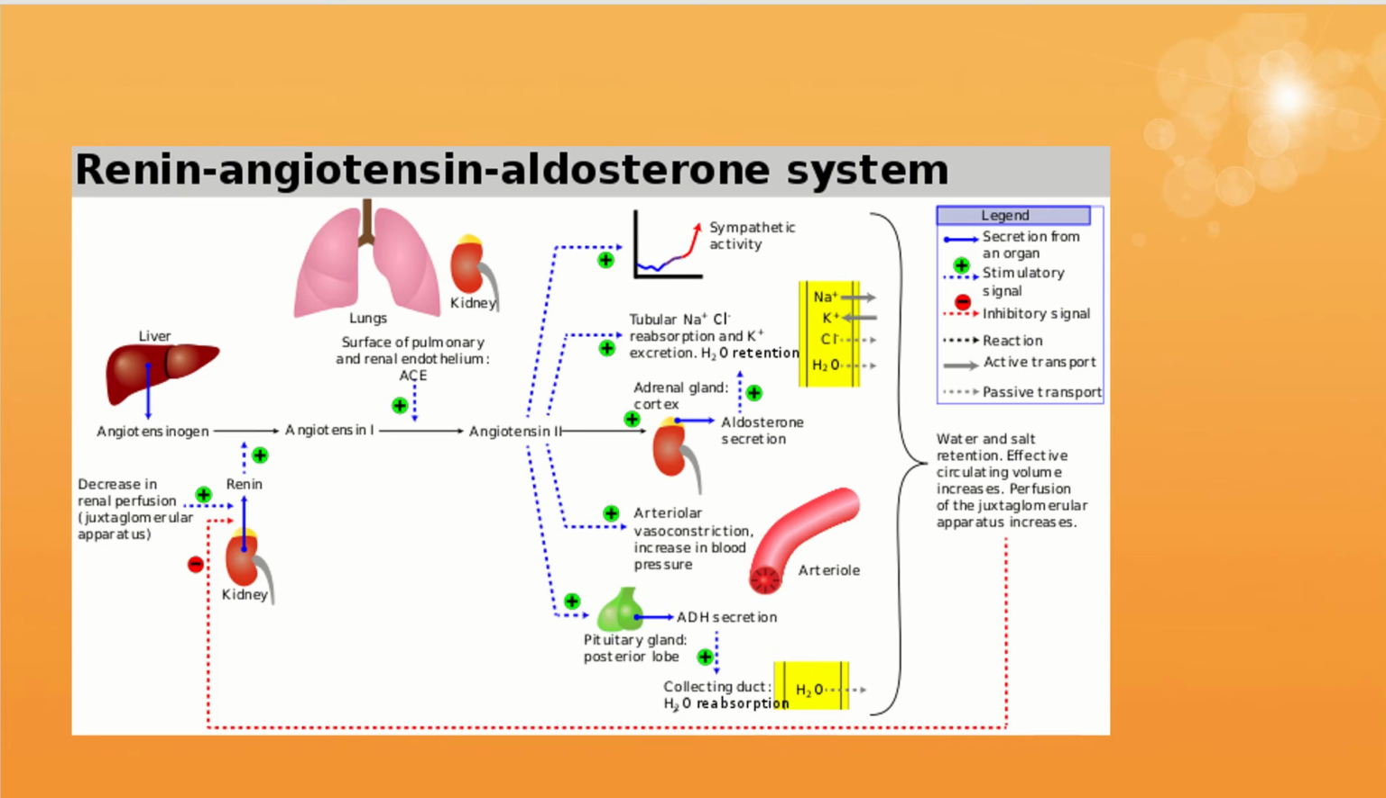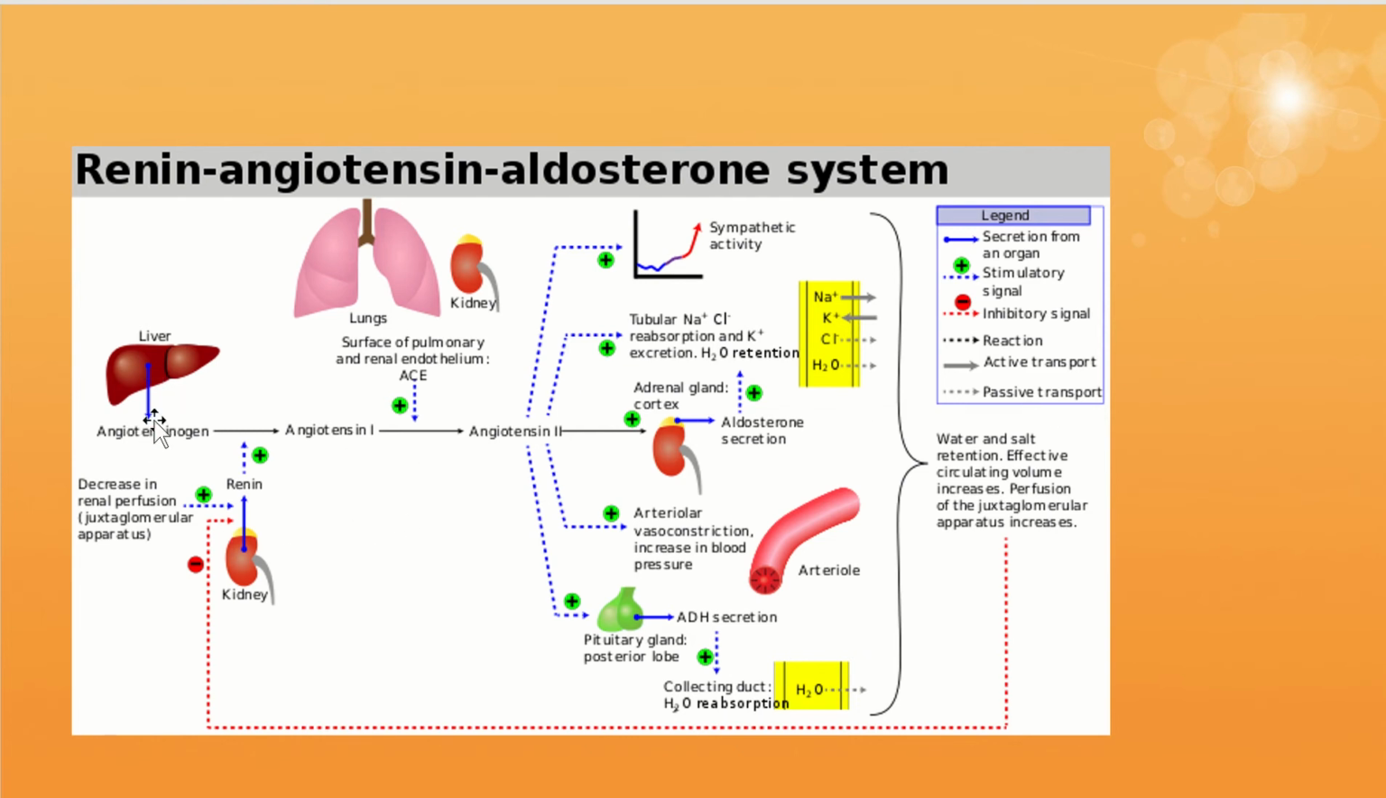So this is just a pictorial of the system that we just saw a while ago. Let's look at the legend for this. And so the blue arrow suggests secretion from an organ. So anytime we see a blue arrow, secretion. The arrow with a plus in green represents a stimulatory organ, inhibitory organ, etc. So we need to understand this legend so that we can understand this diagram here.